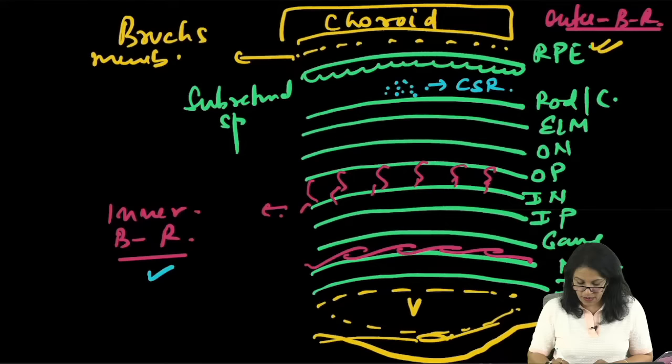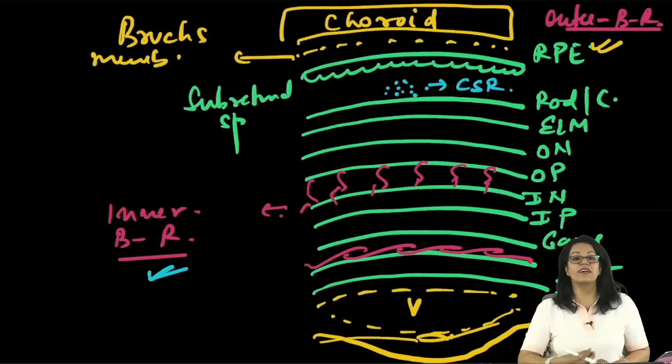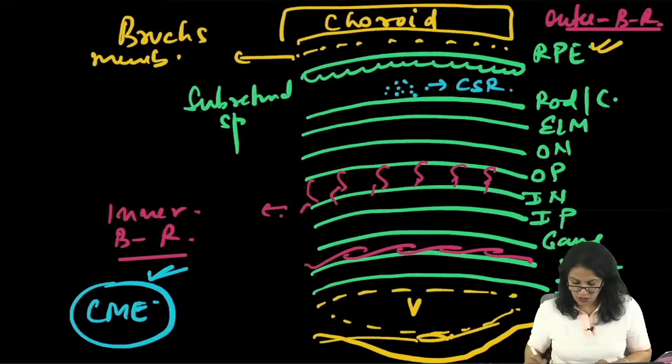What about inner barrier breaking? It means increased capillary permeability, leakage. When there is leakage, what will happen? Edema. So inner barrier means CME. We are talking about cystoid macular edema. We'll not forget this. Okay? So this is what you have to learn.